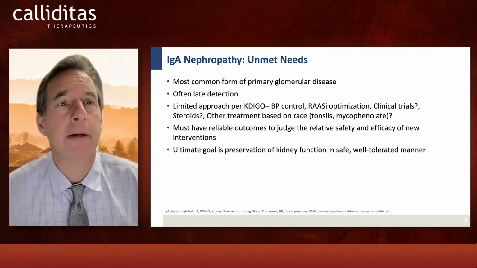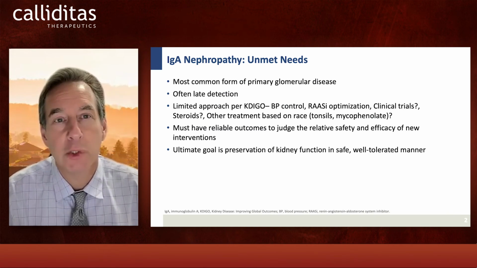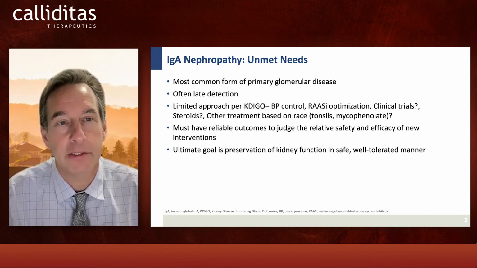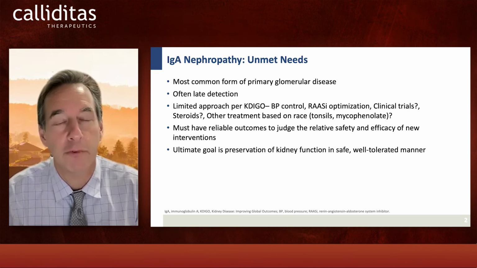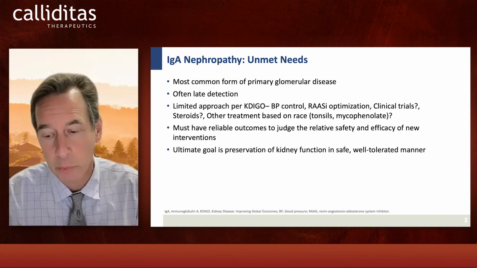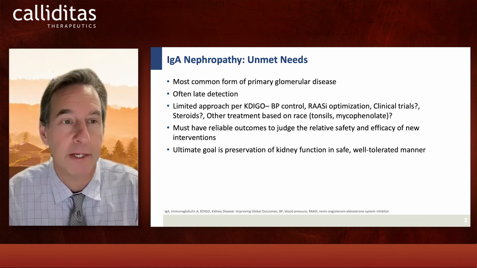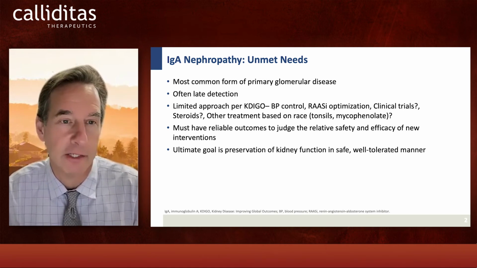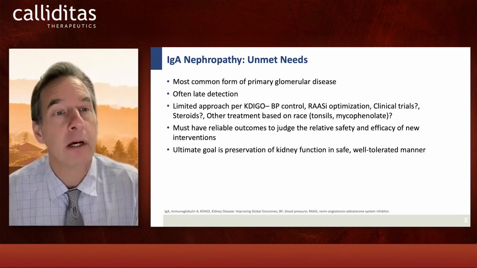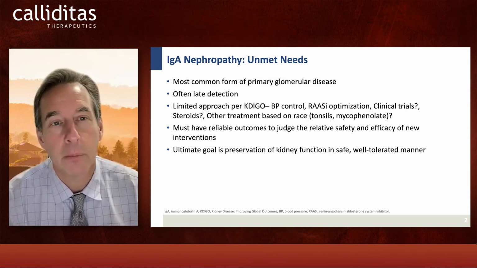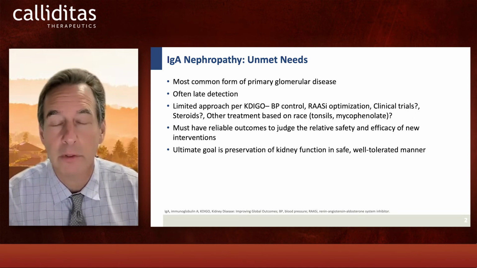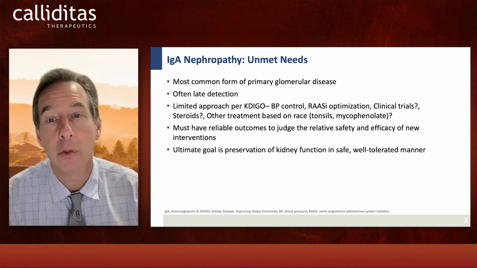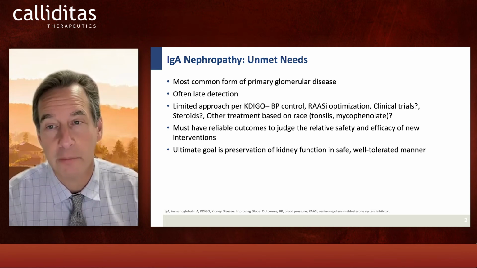So when we think about IgA nephropathy in 2022, there's still many unmet needs. Again, this is the most common form of primary glomerular disease, but yet it's often detected late, maybe beyond when patients can benefit from treatment and already have chronic kidney disease or approaching dialysis. There's limited approaches per clinical practice and per our KDIGO guidelines in terms of getting to adequate blood pressure control, utilizing optimal doses of RAS inhibitors, and then it's uncertain what to do.